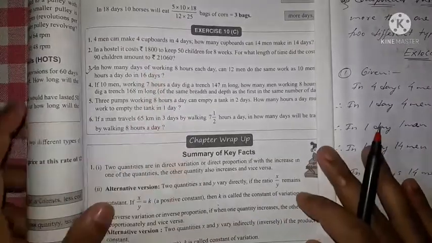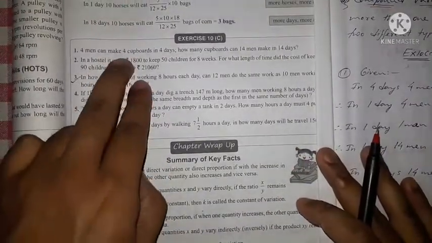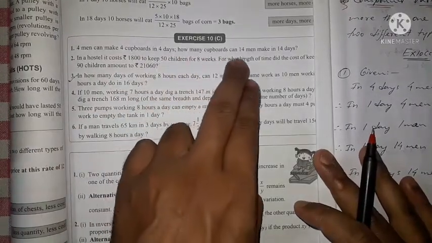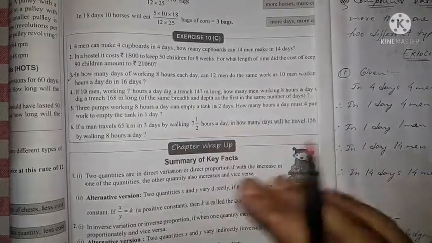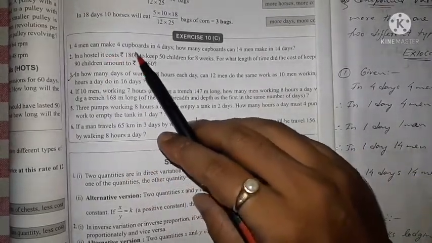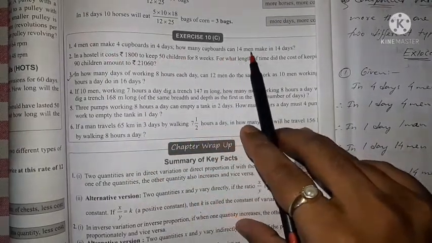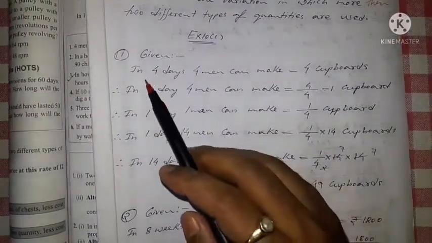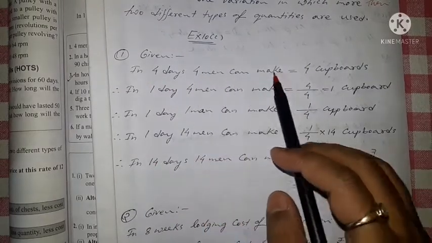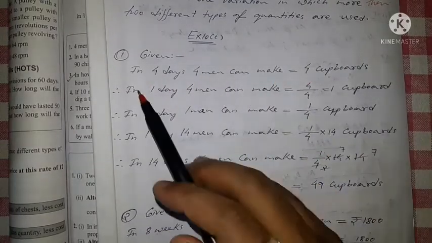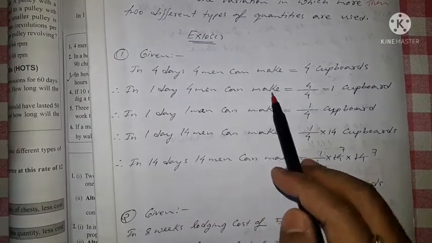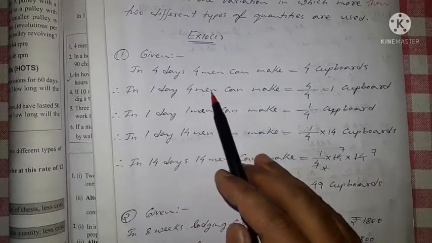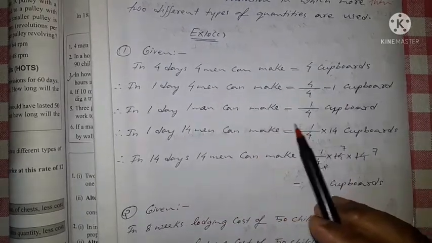Exercise 10C, question number 1. It is given that 4 men can make 4 cupboards in 4 days. How many cupboards can 14 men make in 14 days? So given, in 4 days 4 men can make 4 cupboards. Therefore in 1 day 4 men can make 4 divided by 4, that is 1 cupboard.